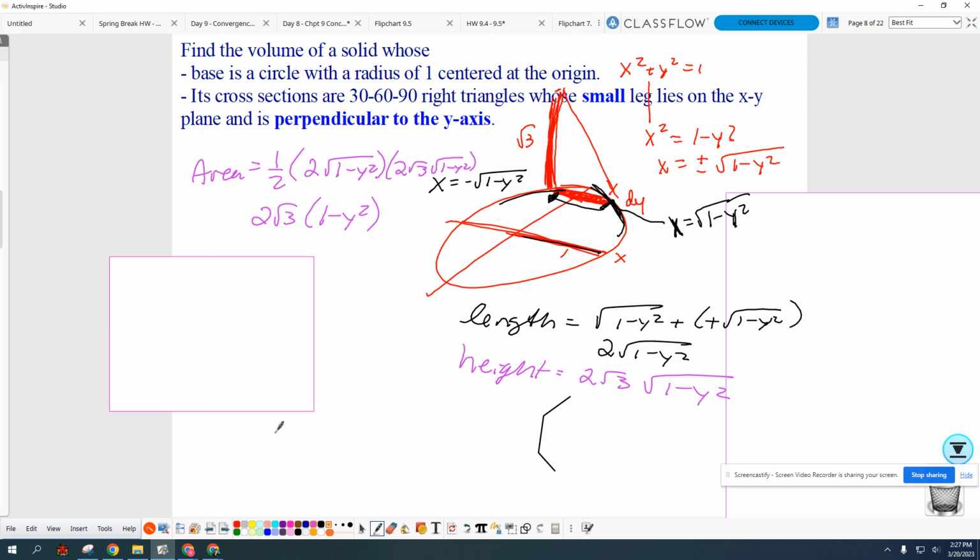Where did the square root go? Well, I had a square root in the length and I had a square root in the height, so the square root of stuff times exactly the same square root of stuff. Isn't that just stuff? Yeah, that's correct. The square root canceled out. Okay, so you integrate that. Then we would integrate that from -1 to 1, or 0 to 1 and double it.